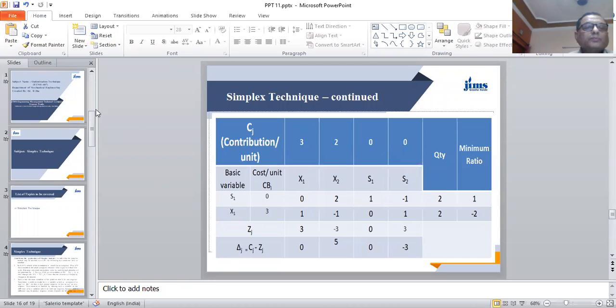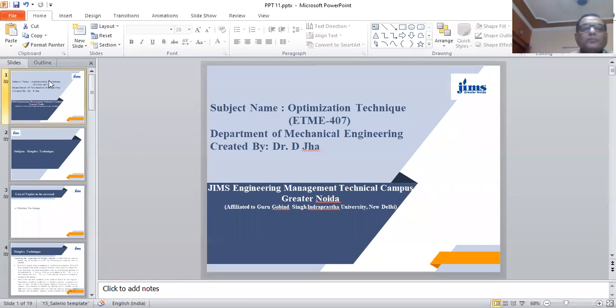So, till now, we have studied definition, meaning, and applications of optimization technique in different fields of knowledge. And thereafter, we have tried to give a mathematical model of various kinds of linear programming problem which we generally face in our day-to-day life.